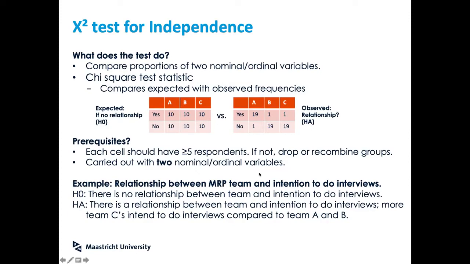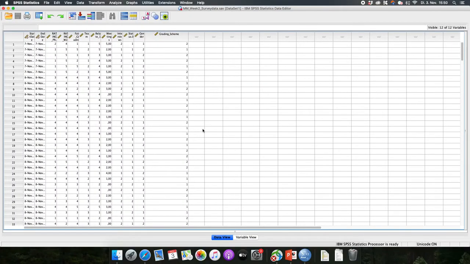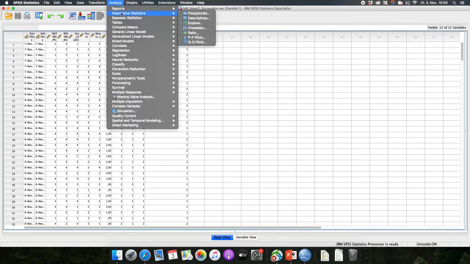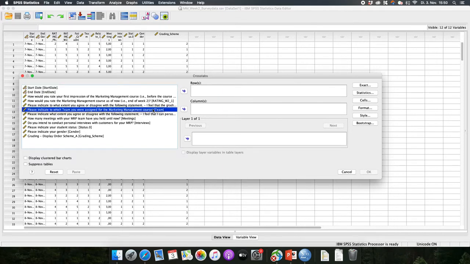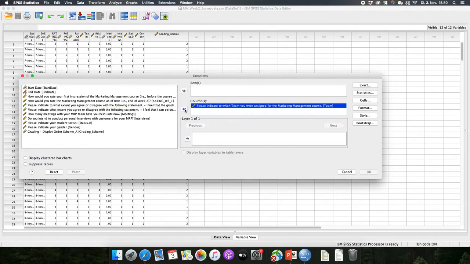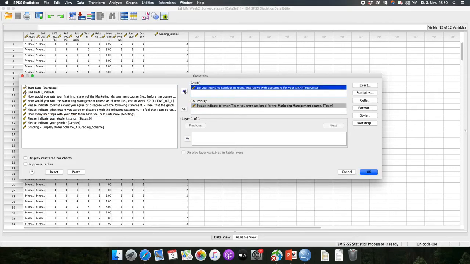If we now go to SPSS and actually conduct this test, we can do so by going to Analyze, Descriptive Statistics, and then selecting Crosstabs. And here we would enter the team a student is in, the IV, into the columns, and we would enter their intention to conduct interviews into the rows as the DV.